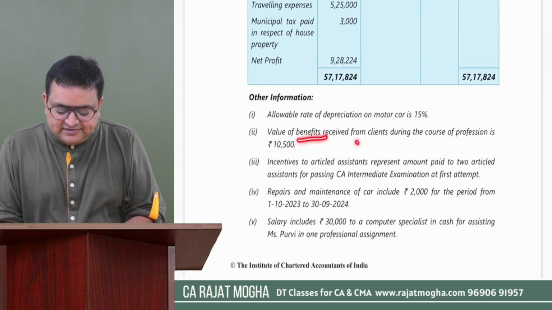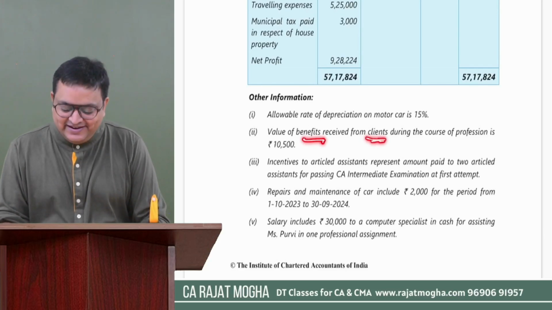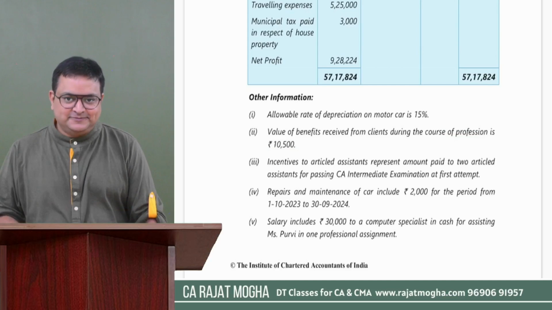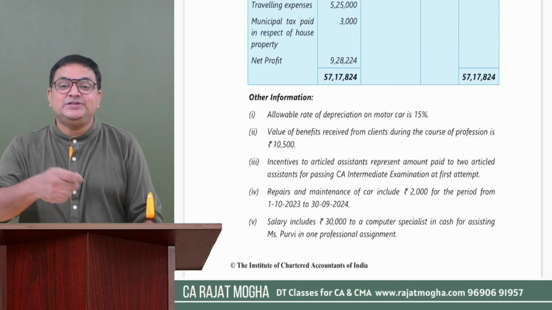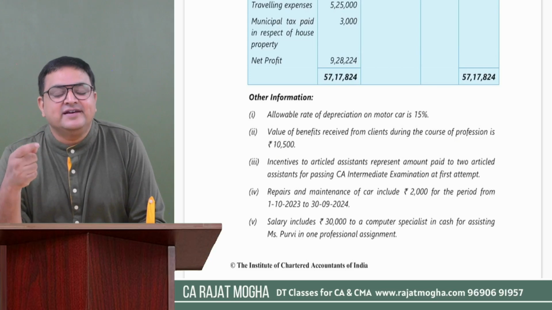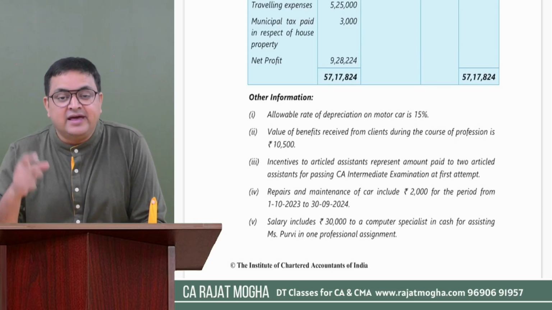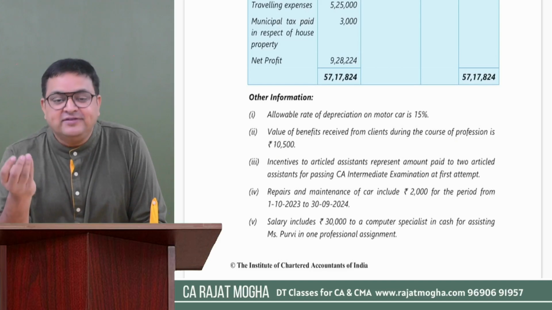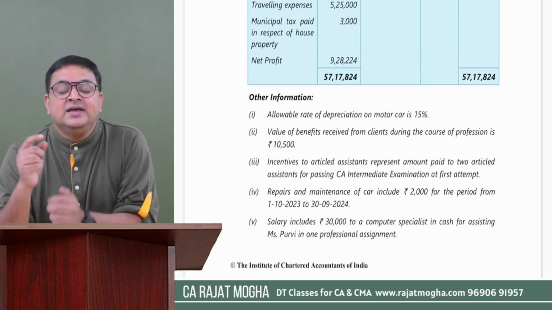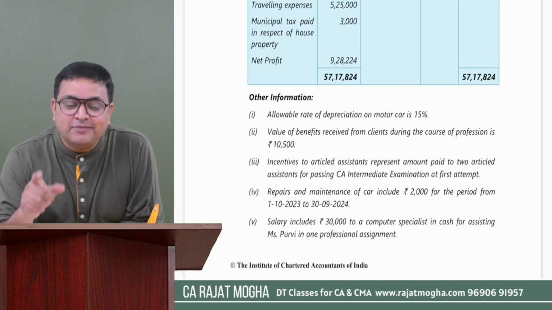Value of benefits received from clients during the course of profession is 10,500. Tell me what it is. Sir, this is PGBP income. Because when we read charging section 28 of PGBP, it mentions certain incomes, and one of the incomes there is if you receive any benefits, any perquisites, any gifts in the course of your business and profession, that becomes your PGBP income.